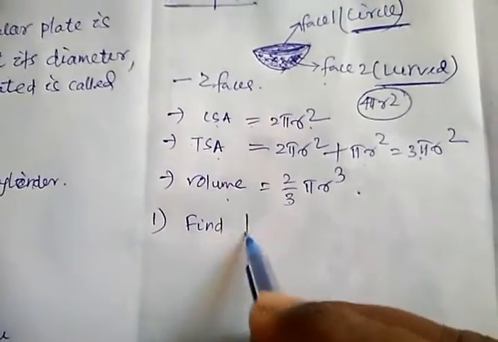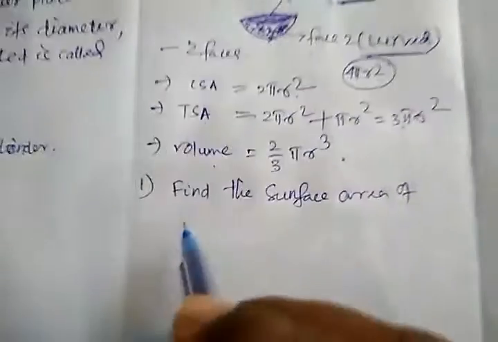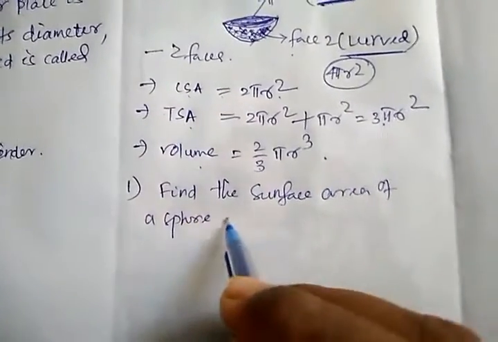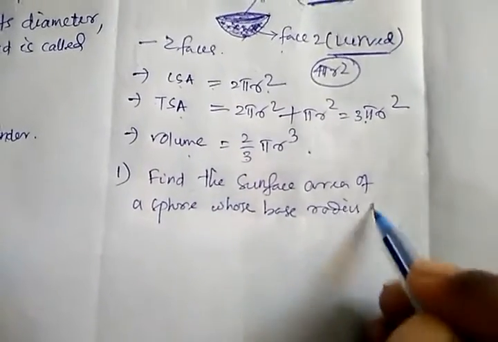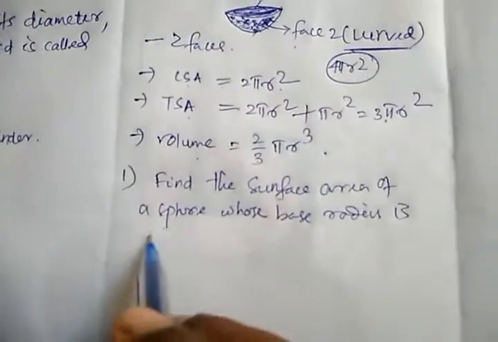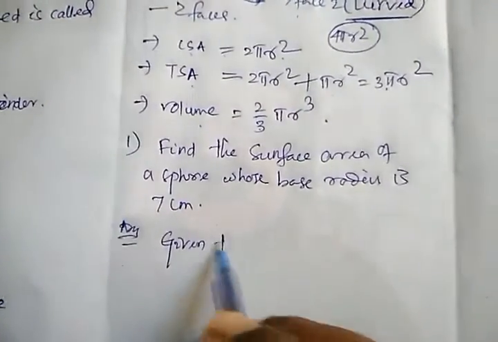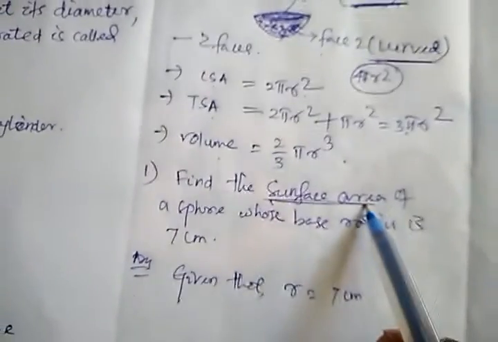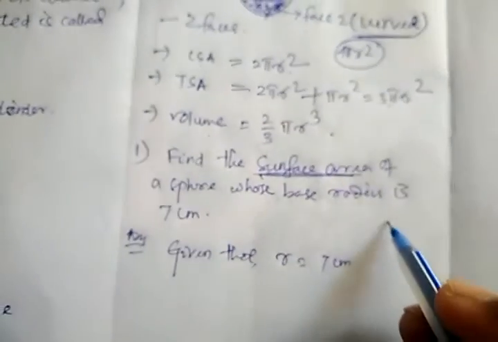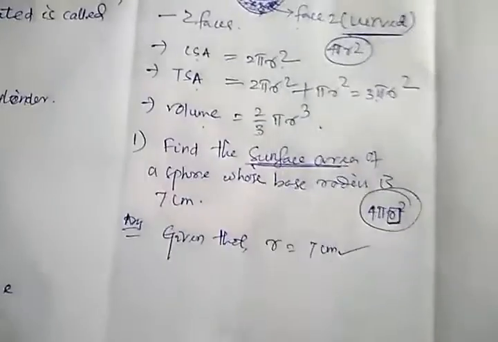Question number 1. Find the surface area of a sphere whose base radius is 7 centimeter. Answer. You write here, given that base radius r equals 7 cm, and you are going to calculate the surface area. Surface area means the curved surface area, so the formula is 4 pi r square. Only one parameter is there, r, and r is already given.